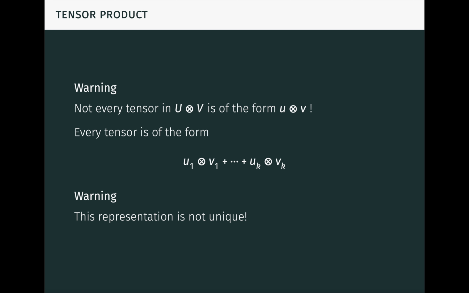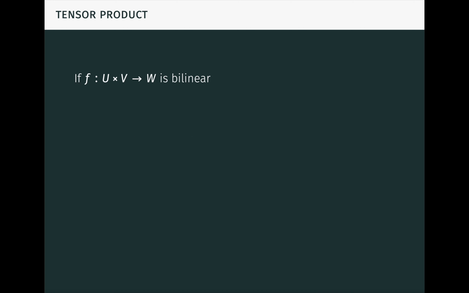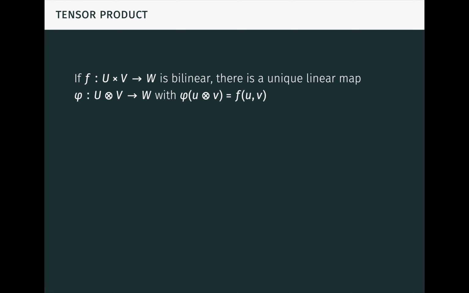The right way to define functions of tensors is using the universal property. In the new notation, it says that if f from U times V to W is an arbitrary bilinear map, there's a unique linear map phi from U tensor V to W, which maps the decomposable tensor u tensor v to f of (u, v). Here's the diagram. Importantly, the map phi is guaranteed to be well defined by the universal property. It's also uniquely determined by its action on decomposable tensors.